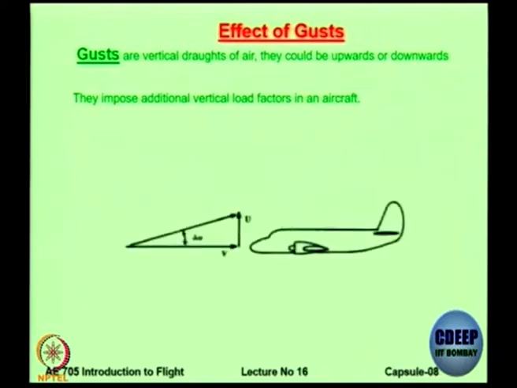So let us say an aircraft is in level flight, forward velocity is V, and now a sudden gust acts on it. For the purpose of simplification, assume it to be a sharp vertical gust. Normally the gusts are not sharp, because we do not have air coming only in a small column straight. Sometimes it happens, but generally it is gradual, it will build up slowly over time.